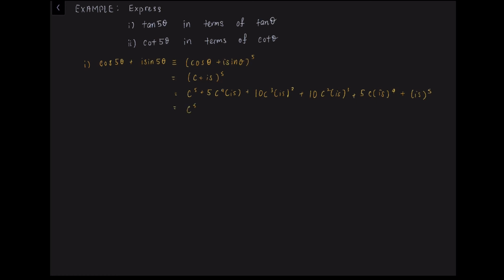And in this case, we need both the real part and the imaginary part. So the real part is c to the power of 5 minus 10 times c cubed times s squared plus 5 times c times s to the power of 4. That's the real part. And the imaginary part is 5 times c to the power of 4 times s minus 10 c squared s cubed plus s to the power of 5. So tangent 5 theta is sine 5 theta over cos 5 theta. Sine 5 theta is the imaginary part, and cos 5 theta is the real part. We just copy them down, and we obtain this fraction.